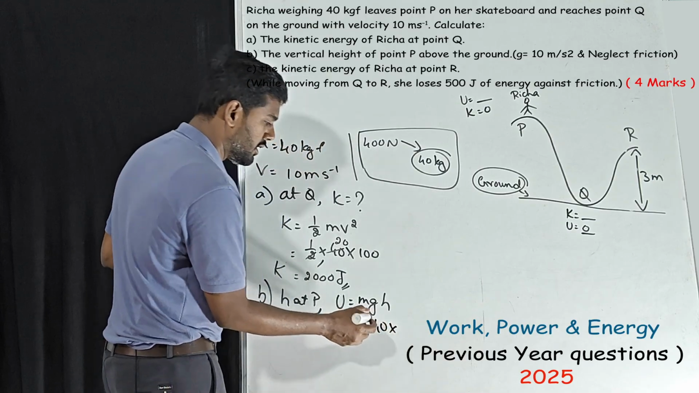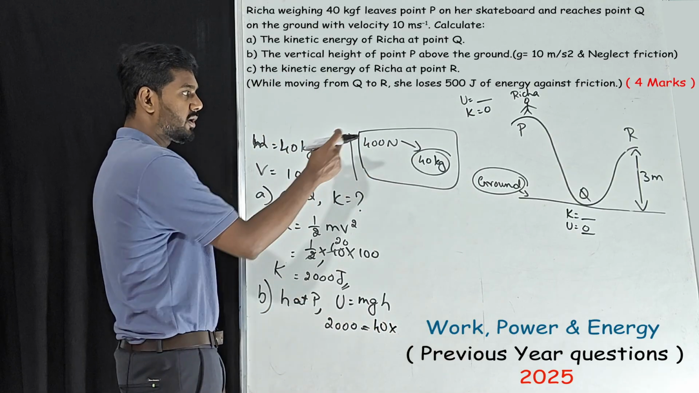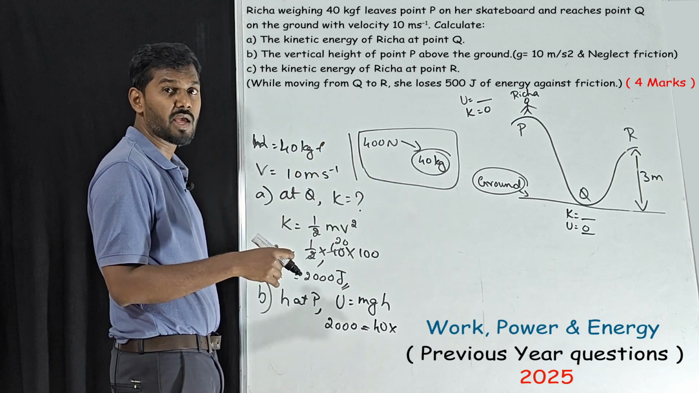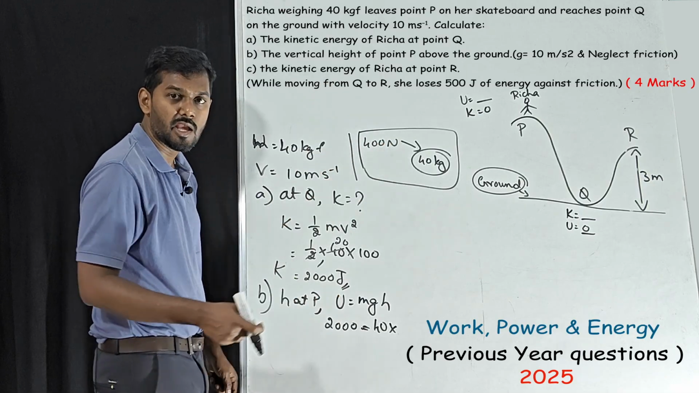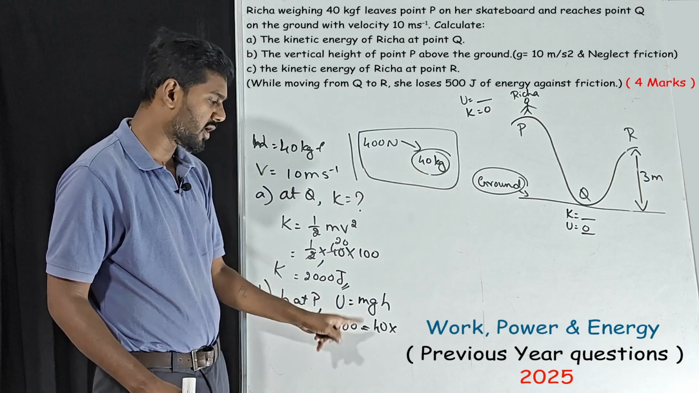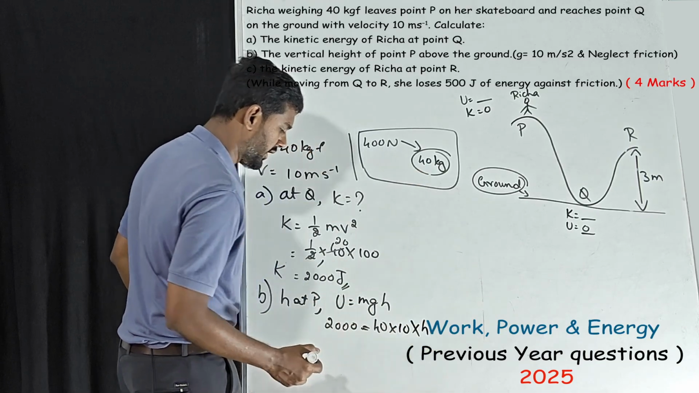Again, if mass is given in terms of Newton, you have to convert into mass. Newton is given, divided by 10. Whatever the gravity value they have given, if the gravity value is given as 9.8, you have to divide it by 9.8. If it is 10, you have to divide it by 10. Then you will convert it into mass, and that you have to substitute here. Mass, gravity, height we need to find.